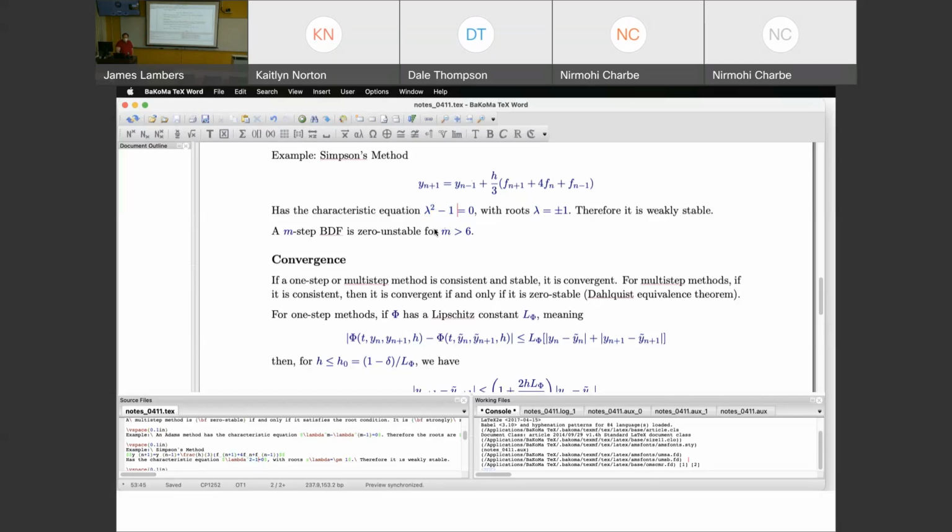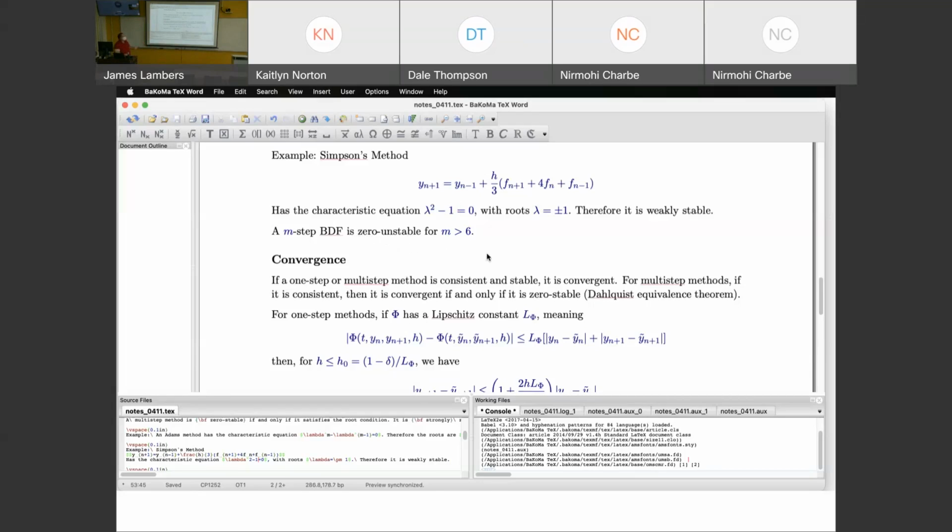It has been proven that if you have a backward differentiation formula for m greater than 6, it's always going to have either a root that's outside the unit disk, so absolute value greater than 1, which is a total no-no, or a repeated root that sits on the unit circle. So it is always zero unstable in that situation. That's why these backward differentiation formulas that are very high order cannot be used.